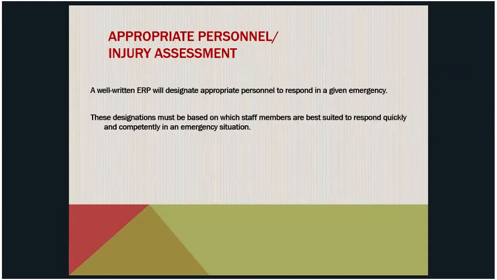Appropriate personnel and injury assessment. How can we do this? What designations is best suited to respond quickly? Who's going to respond here?